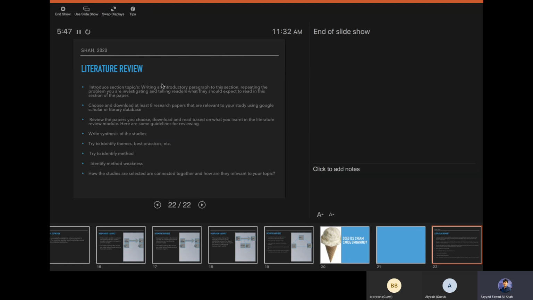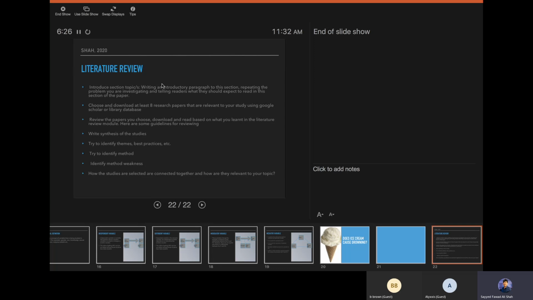What variables did they measure? What methods did they use? What were their findings? And how are those findings connected to your study? Or what did you learn for your study from those studies? So technically, you are writing less compared to the annotated bibliography, but you are trying to tell a story here through these 8 or 10 studies. You try to identify themes or best practices in these studies. So kind of you develop an argument using these studies as resources.